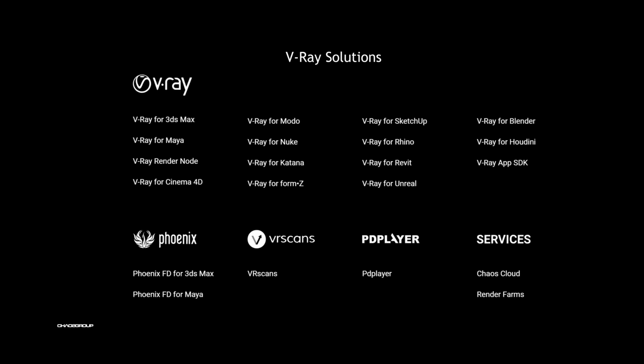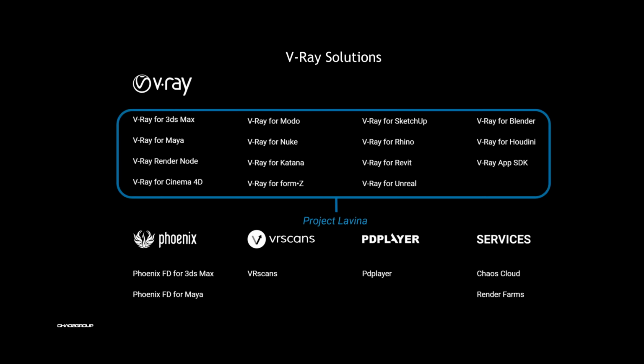Okay. So as you look at our solutions from Chaos Group, we have V-Ray for many products. Everything in blue there will actually author and output to Project Lavina today. So if you were to get on our beta, you could use your choice from Cinema 4D to SketchUp and output to Project Lavina.